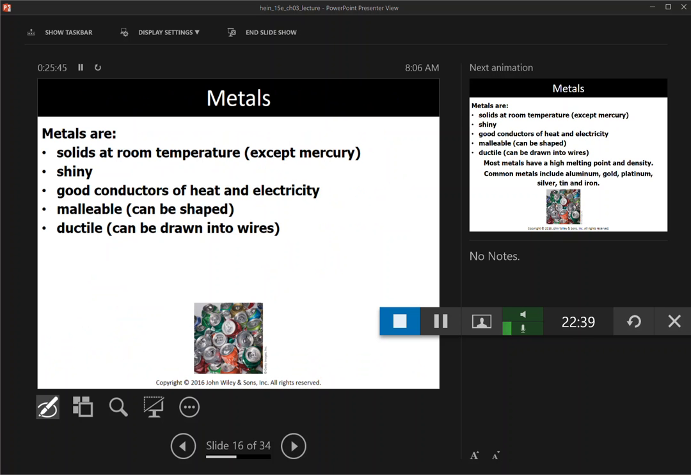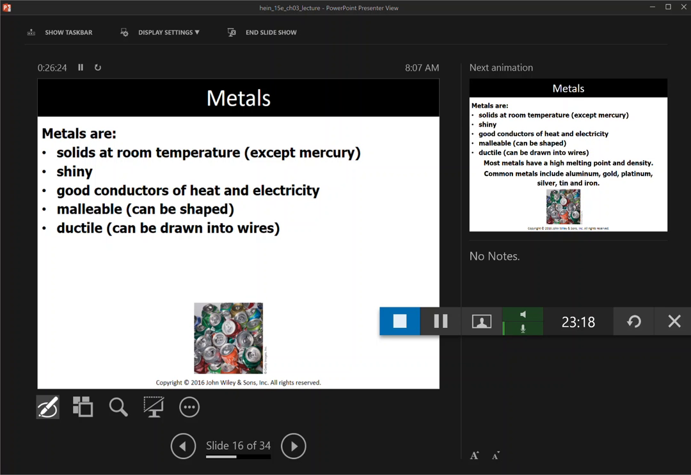So metals are solid at room temperature except for mercury. So the only metal that's liquid at room temperature is mercury. The reason metals are solid at room temperature is because the attraction forces in between the atoms of metals are extremely strong. Those are called metallic forces, and metallic forces are the strongest type of forces. So these metallic forces keep the metal atoms close to each other. That's why the metals appear to be solid.